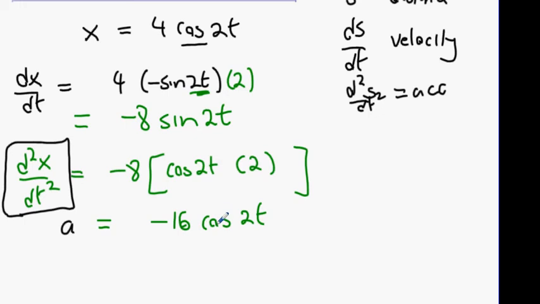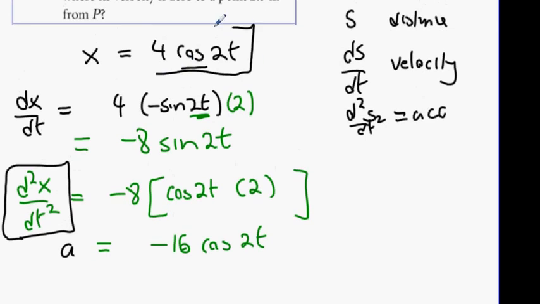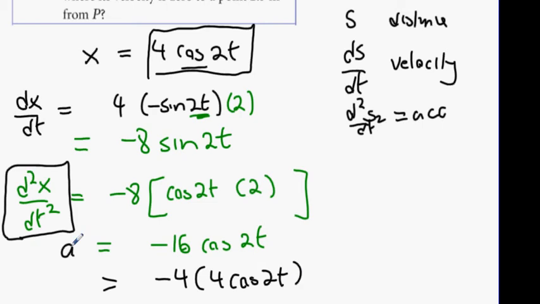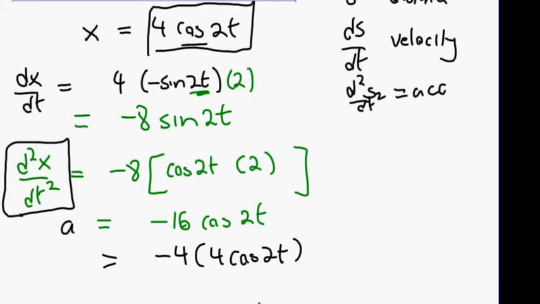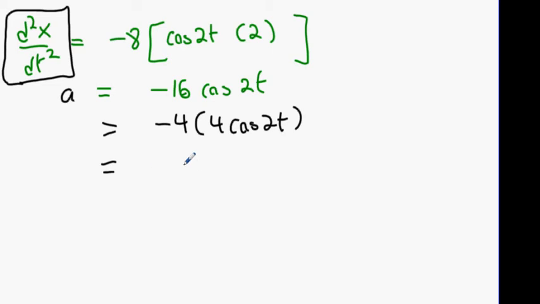Everybody happy with that? Now, what's going to happen next is that if you look at cos 2t at the very top, 4 cos 2t is equal to x. So by factorising out minus 4, you're going to get minus 4 times cos 2t. Happy enough with that? And minus 4 times 4 cos 2t is going to get me minus 4x. a equals minus 4x. a also equals minus omega squared x.